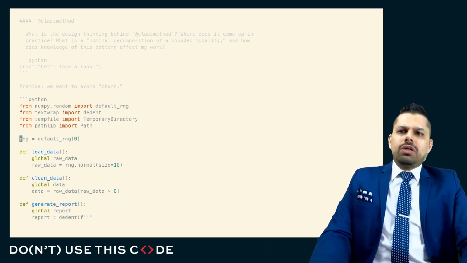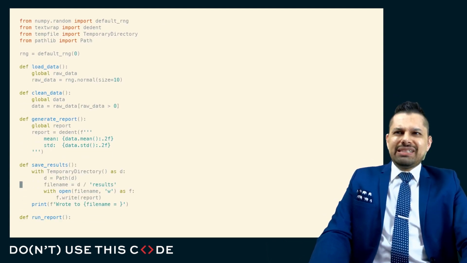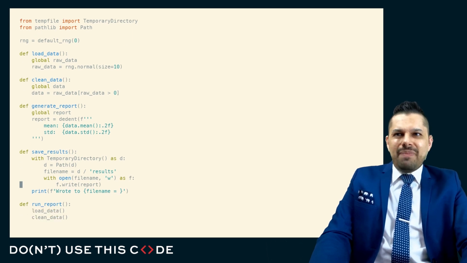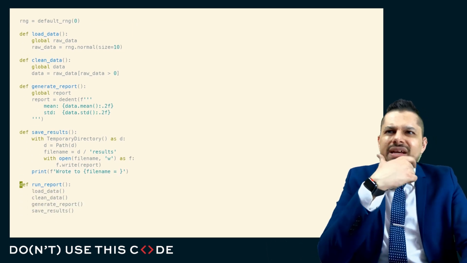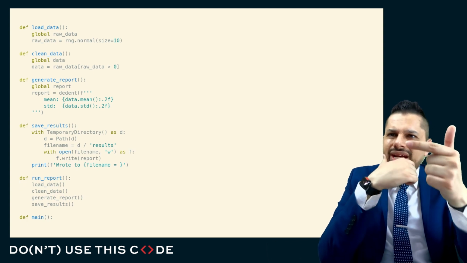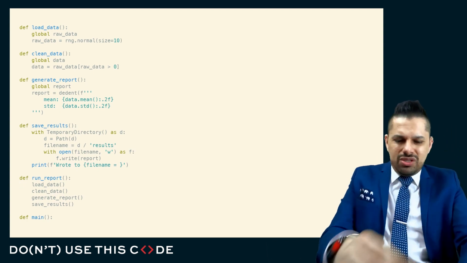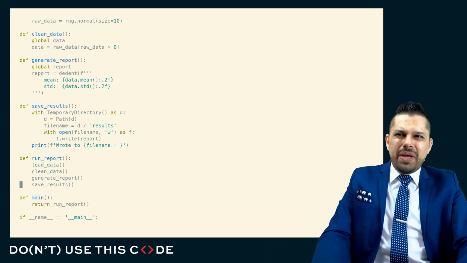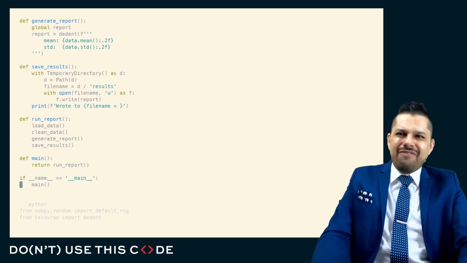And when you look at some code like this, you might say there's something somewhat dissatisfying about this code. I've got a bunch of functions that are operating on a data set. I load some data, I clean some data, I generate a report, I save some results. I've packaged them up in a run report function, and I'm calling that from my main.